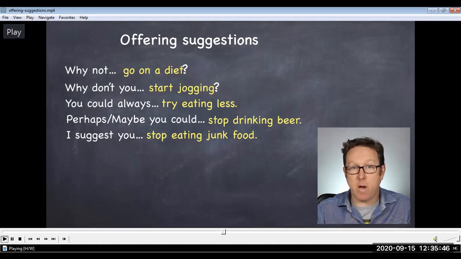So there are 5 ways that we can offer suggestions. Why not go on a diet? Why don't you start jogging? You could always try eating less. Perhaps or maybe you could stop drinking beer, and I suggest you stop eating junk food. Now, let's go to another slide and have a look at some more ways that we can offer suggestions.